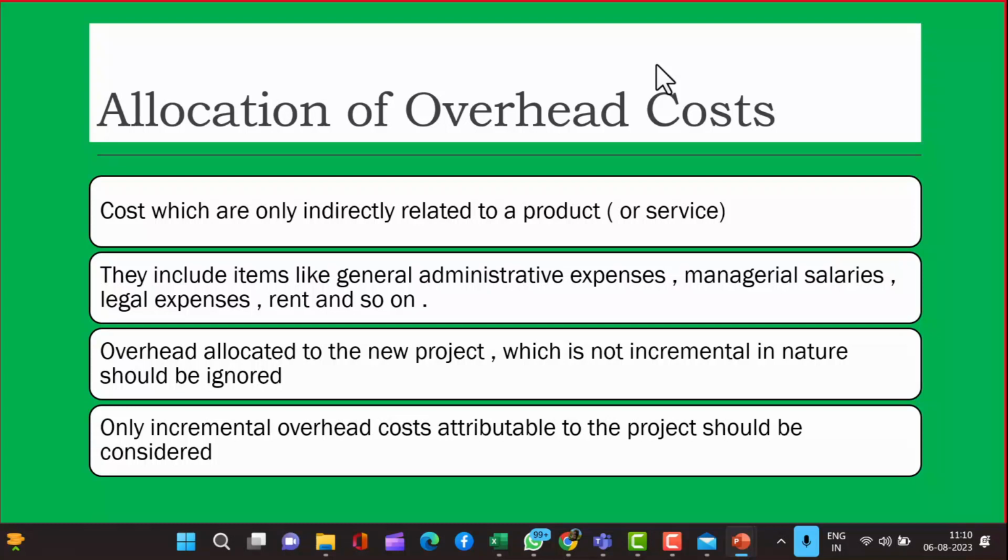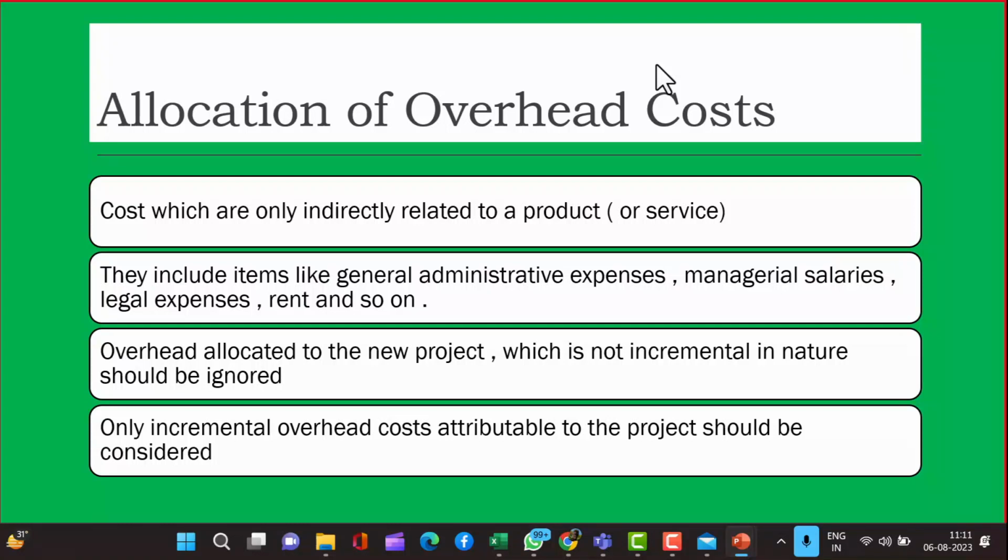Only if there is an incremental overhead. Suppose you require an additional office or an additional person in head office to oversee this project. So his salary can be attributed as overhead expense. Or suppose the company is hiring a new office for which it is paying some rent. So only that incremental overhead should be attributable to the project and nothing else.